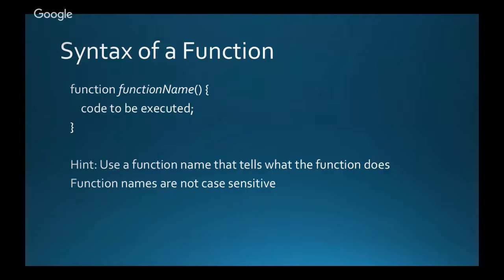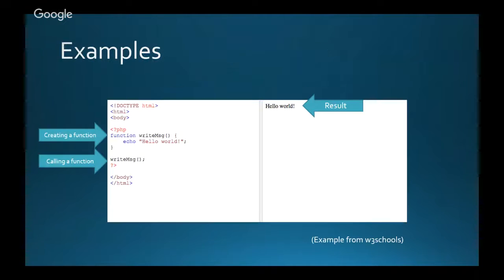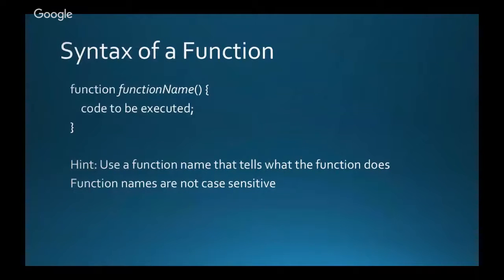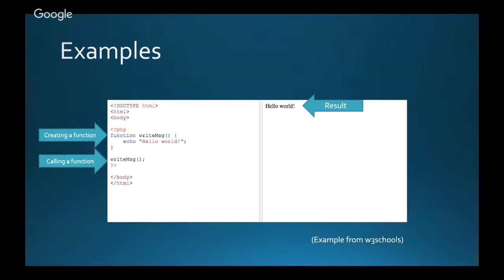The syntax of a function is that we have the keyword function, then we have the function name, and the function name should be a name that tells us what the function does. In the parentheses, there may be some parameters or arguments, and then inside the curly braces, we list the code to be executed. And function names are not case sensitive.